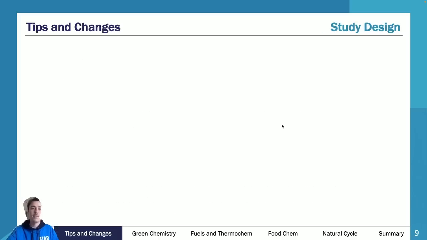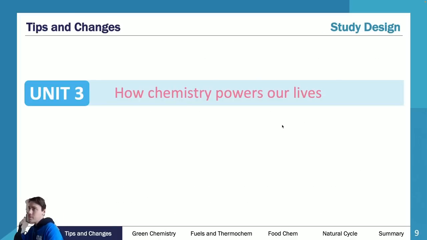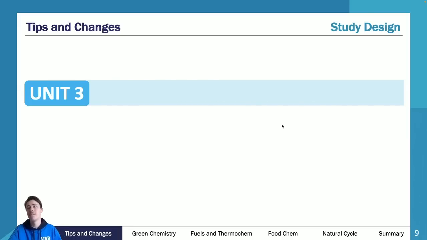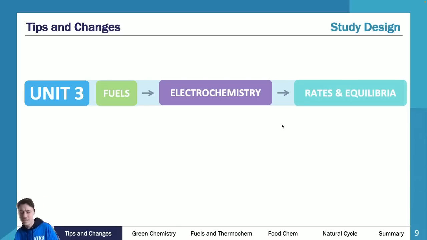So this is how the units are built. We talk about how chemistry powers our lives, and we go through fuels, then electrochemistry, then rates and equilibria. What's really interesting about this is electrochemistry is broken up into two. You find the basics are with the fuels, and then the advanced electrolysis is with rates and equilibria.